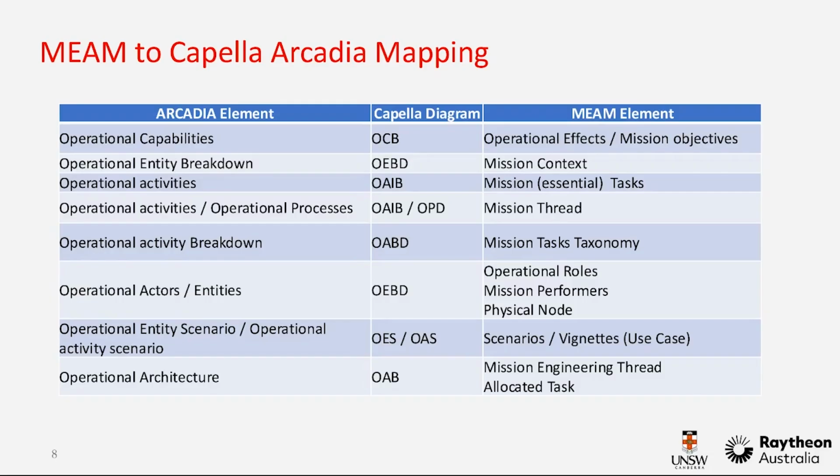So as you can see here, a lot of the operational activities, which a lot of us will be more familiar with, when we talk in a mission context, we're talking about mission tasks, mission threads. Another example is when we talk operational or entity scenarios or activity scenarios. That's when in the mission analysis we're talking scenarios and vignettes. I won't talk to all of them, but that is for reference, this slide.